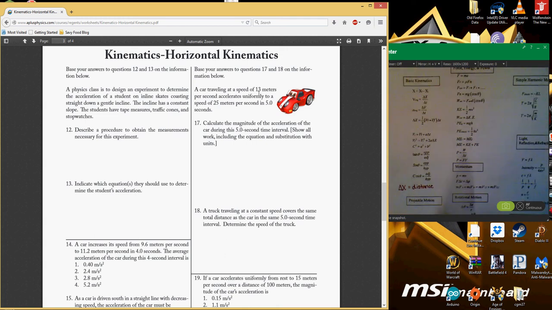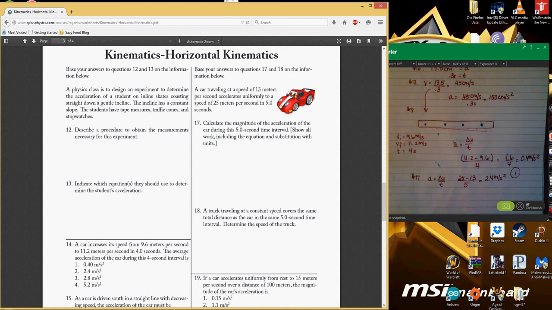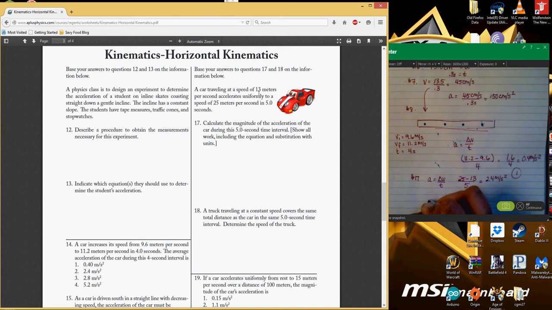For question 18, a truck traveling at a constant speed covers the same total distance as the car in the same 5-second time interval. Determine the speed of the truck. So this means that there's no acceleration for the truck. It occurred at the same constant speed. So to figure this out, you have to know what distance they both traveled. So that means we have to go back and determine what the distance is.